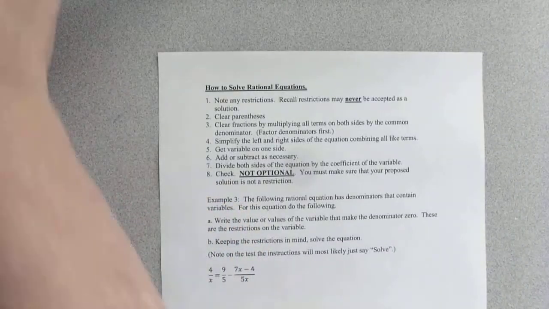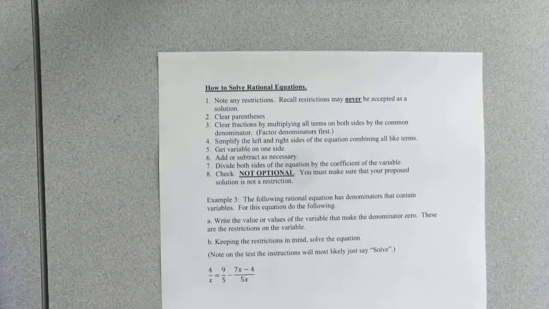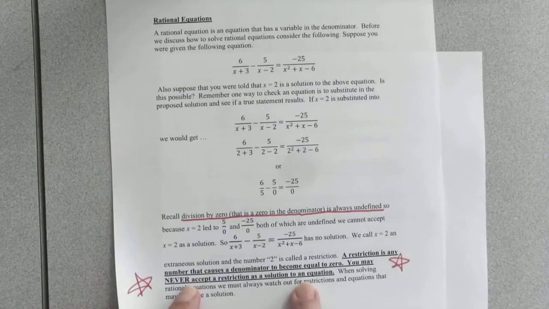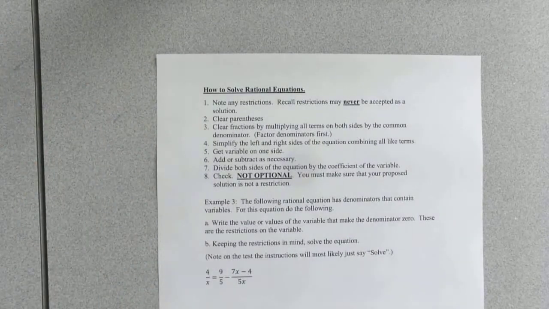Okay, steps to solving rational equations. And they're going to be very similar to what we've already done. But we're going to put that restriction thing in there. 1, note any restrictions. Recall, restrictions may never be accepted as a solution. And again, a restriction is any number that causes the denominator to become equal to 0. That's what a restriction is. Then the steps are going to be basically the same. Clear the parentheses, clear the fractions by multiplying all terms of both sides by the common denominator, factor denominators first.